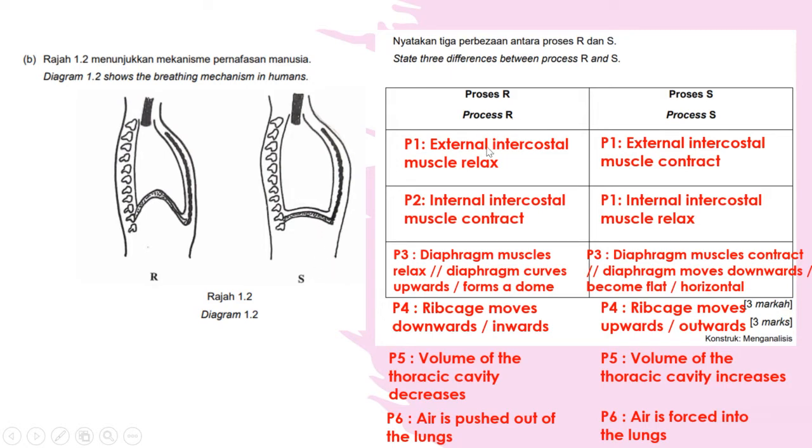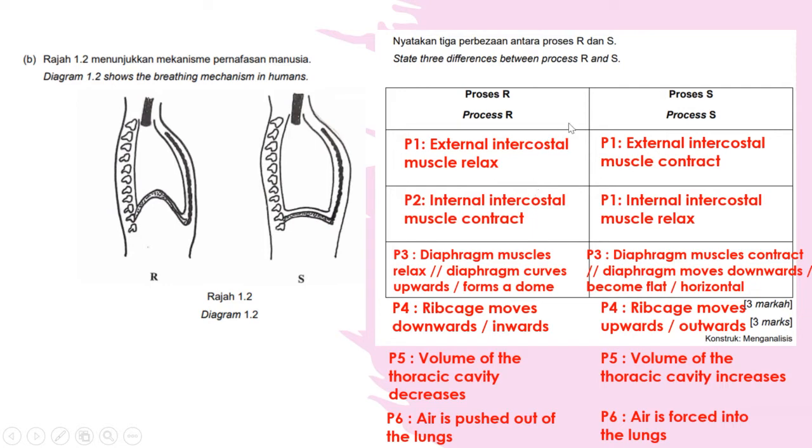Okay, we go to point number 1. Suggested answer: external intercostal muscle relaxes. So in process R, which is exhalation, better you write it with a pencil here: this is exhalation, and this one refers to inhalation. In exhalation, the external intercostal muscle relaxes. Exhalation refers to the process where air is pushed out. So during exhalation, the external intercostal muscle will relax.